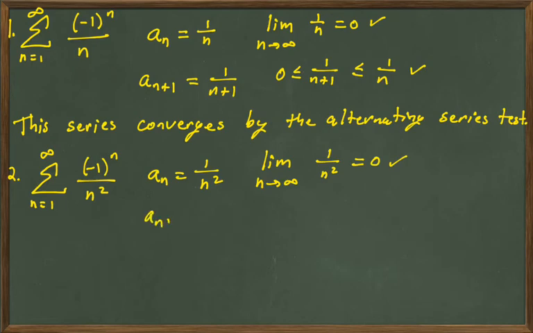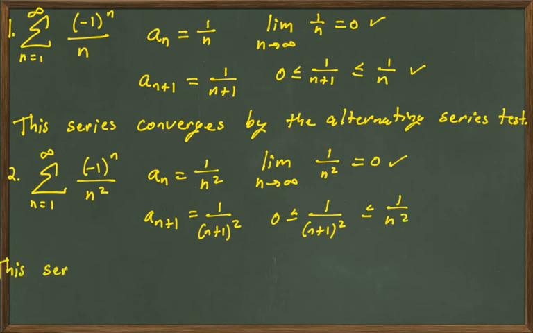So a sub n plus 1 is equal to 1 over n plus 1 squared. So is 0 less than or equal to 1 over n plus 1 squared, that's the a sub n plus 1, which is less than or equal to 1 over n squared, which is your a sub n. So we have our decreasing. And so both of those conditions are met. We have that the limit of the seed sequence is 0, and we also have the sequence decreasing. And so that is enough to show us by the alternating series test that this is a convergent series.